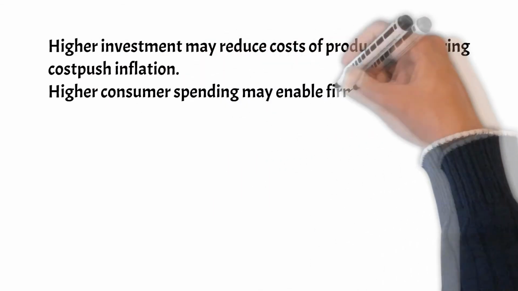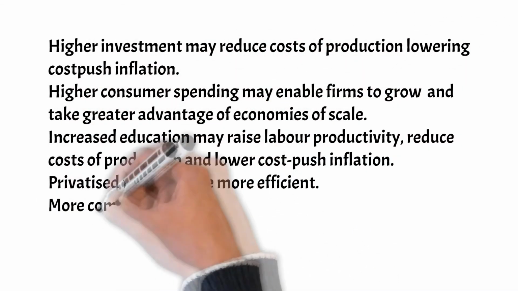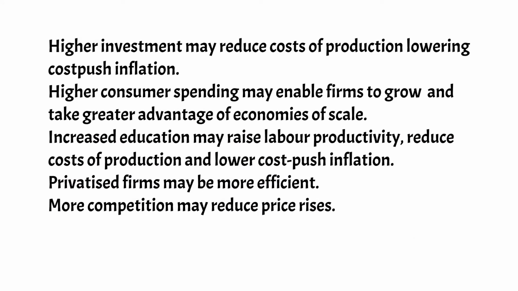Now for the cons. Higher investment may reduce costs of production, lowering cost push inflation. Higher consumer spending may enable firms to grow and take greater advantage of economies of scale. Increased education may raise labor productivity, reduce costs of production, and lower cost push inflation. Privatized firms may be more efficient. More competition may reduce price rises. Now we have finished section A, and have all the marks so far.